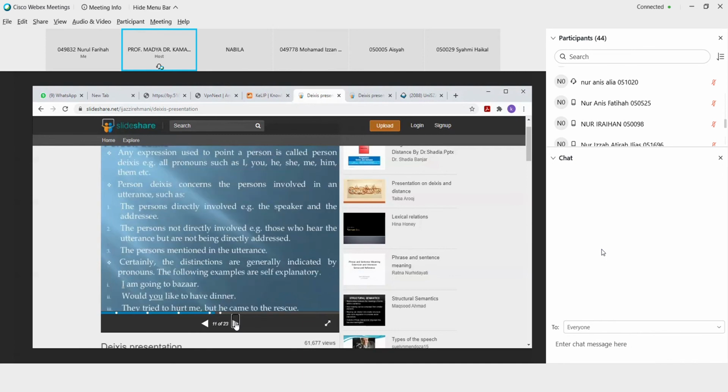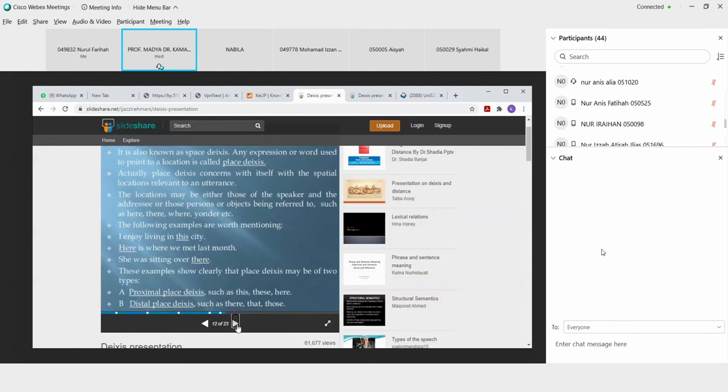Next. Any expression used to point to a person is called person deixis. For example, we have I, you, and such. Person deixis considers the person involved in an utterance, for example the persons directly involved, the speaker and the addressee. The distinctions are generally indicated by pronouns. For example: "I'm going to the bazaar." "Would you like to have dinner?" "They tried to hurt me, but he came to the rescue."